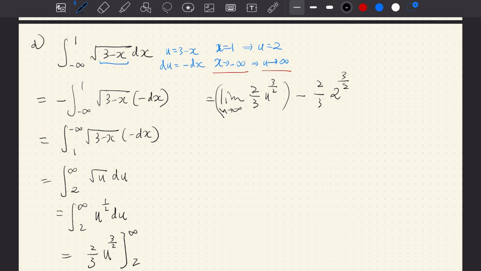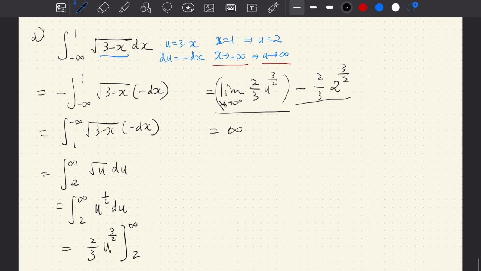Now it is clear that for this term, when u goes to infinity, u to the 3/2 power should also go to infinity. So the whole thing goes to infinity. It does not matter what the constant here is, because the first term goes to infinity. So this limit is going to infinity, okay? So you can write that this improper integral does not exist, or diverges, or you can write that it is equal to infinity, because the limit goes to infinity, okay?